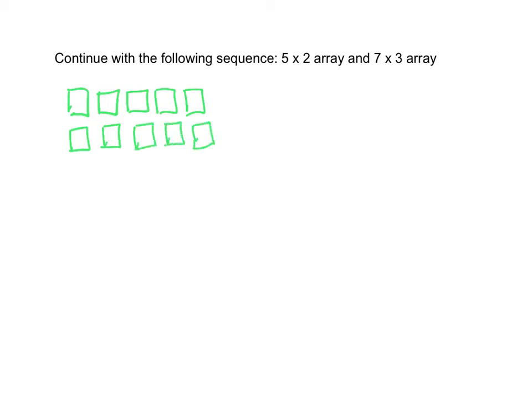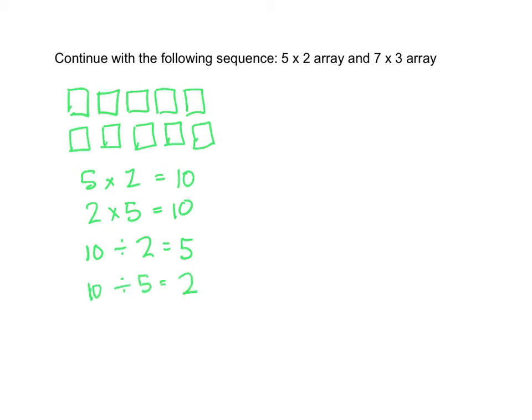So again, our multiplication sentences for this array would be, well, 5 times 2 equals 10, or we could say 2 times 5 equals 10. The division sentences would be 10 divided by 2 equals 5, or 10 divided by 5 equals 2. So what you have here is this family of facts, your fact family for this particular array.